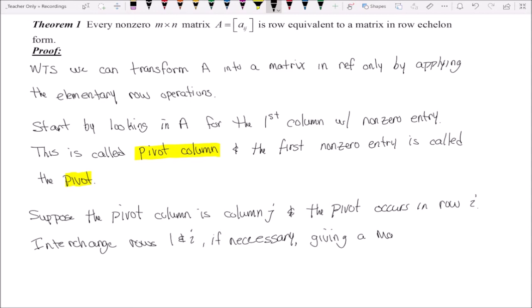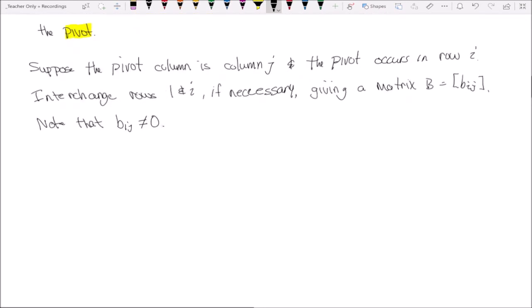This will give us a matrix B, and note, this is important, that the 1J entry of B is guaranteed to not be 0. Right? Because we just made sure that that entry is the pivot, the first non-zero entry.